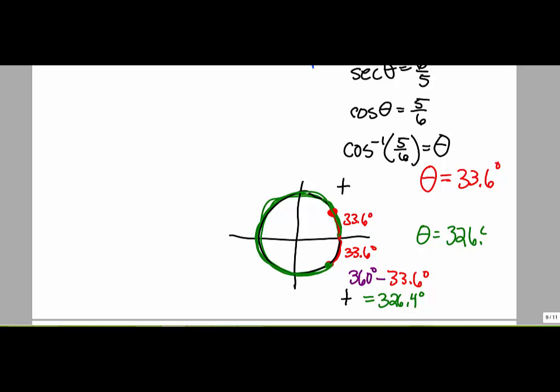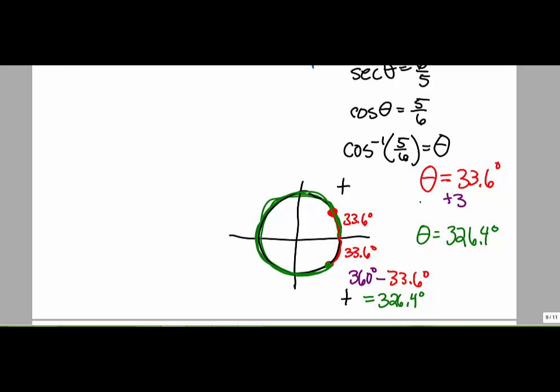So remember that we want to find all possible angles on the unit circle, and we use reference angles to determine how far into each quadrant we're going to go from the x-axis. So we're asked to find all possible coterminal solutions to this as well.